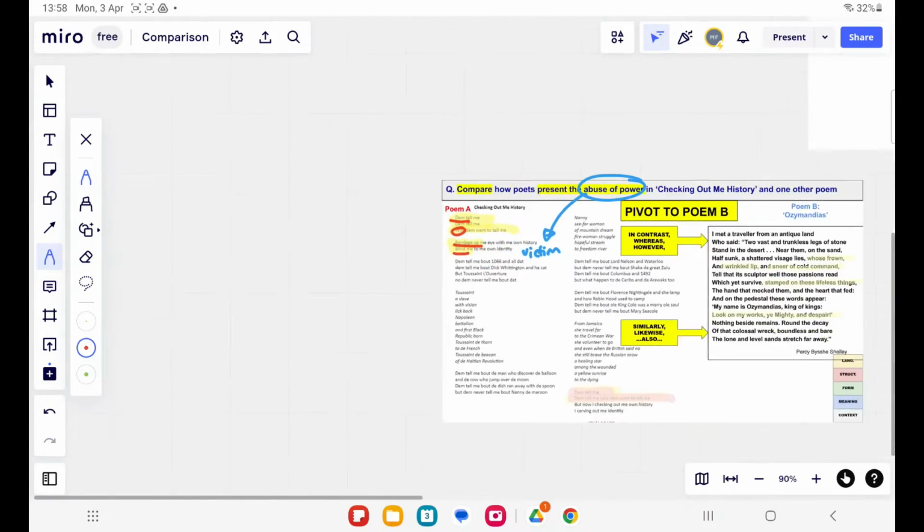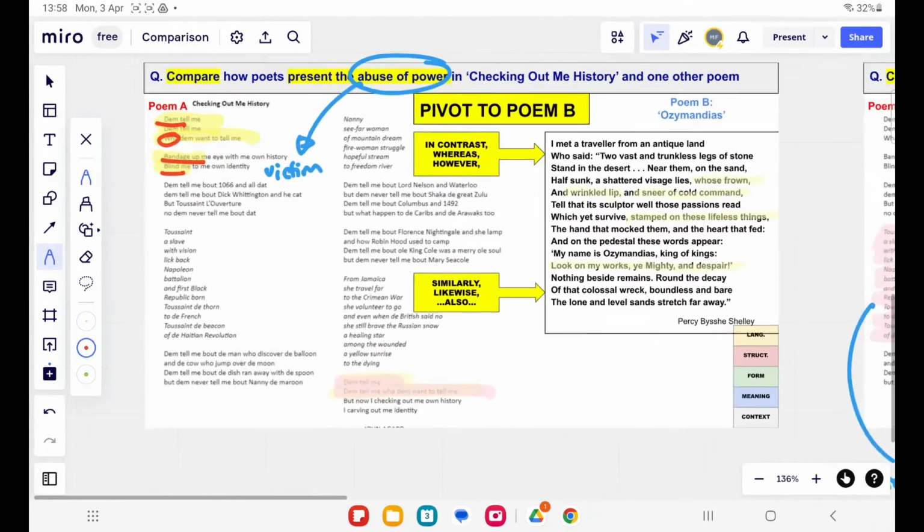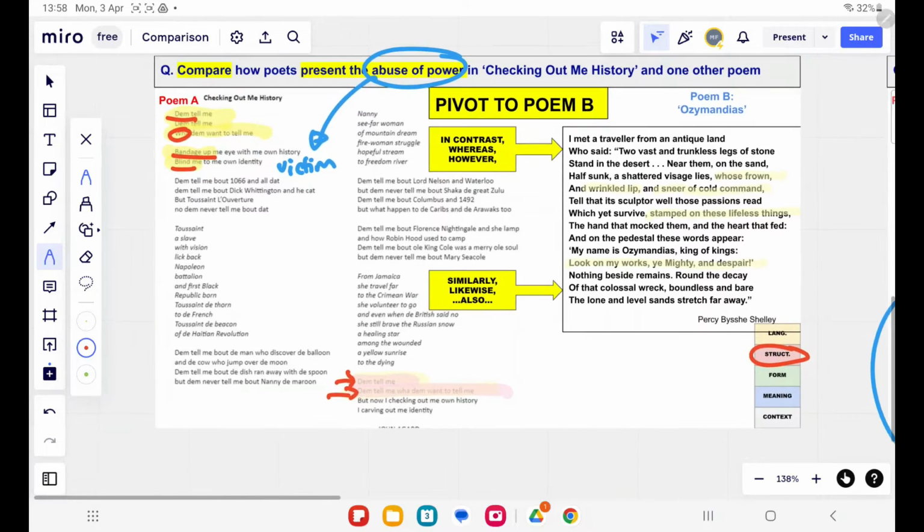Interestingly, at the start and end of this poem, there's a circular structure which makes this a structural point, which is why I've gone there. But it's the same language being used at the start and the end. So it ends where it starts and there's a kind of continuity there, that this voice is resisting the abuse of power, if you wanted to link that closely to the question.